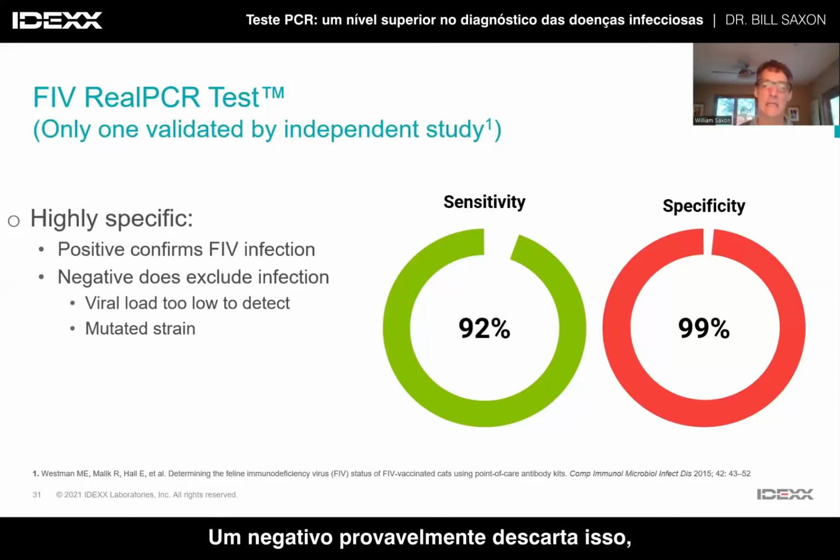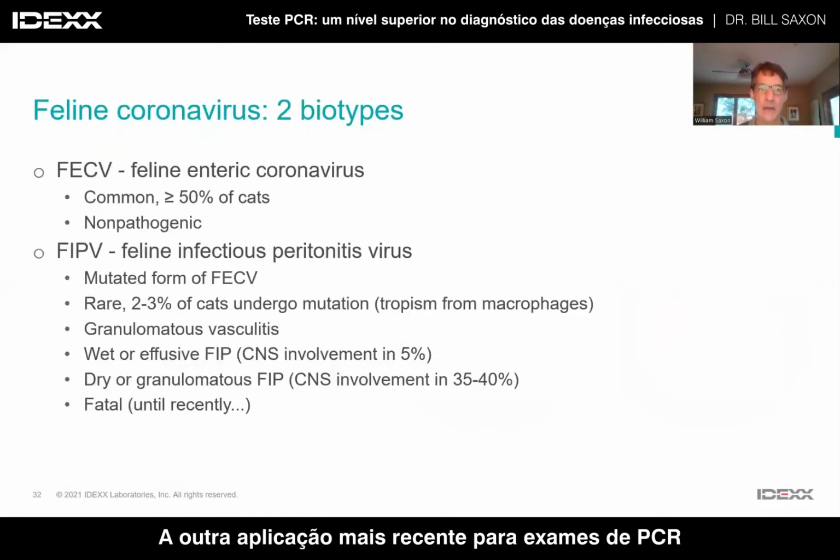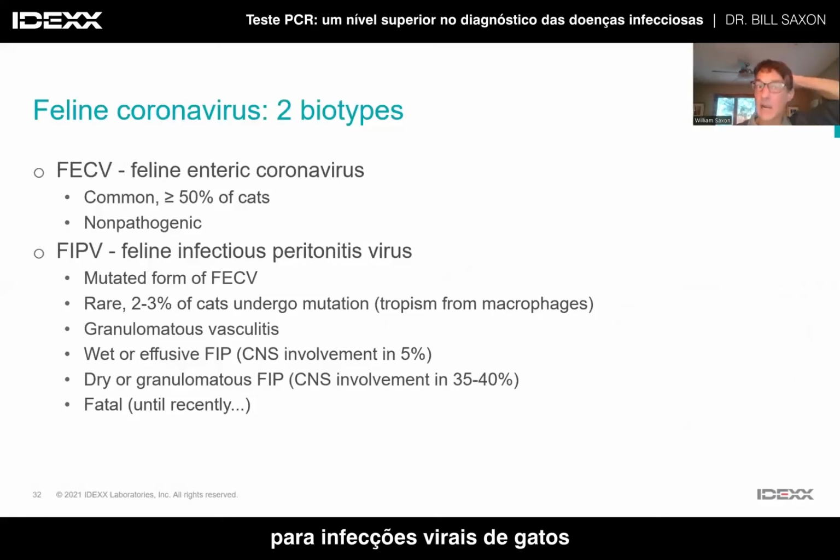A negative likely rules it out, but again, there could be such small numbers of viruses in that cat that no test can detect it, okay? It is available, it is useful, okay? Now, the other newer application for PCR testing for cat viral infections is for diagnosis of feline infectious peritonitis, or FIP, which, as we know, is really hard to diagnose.